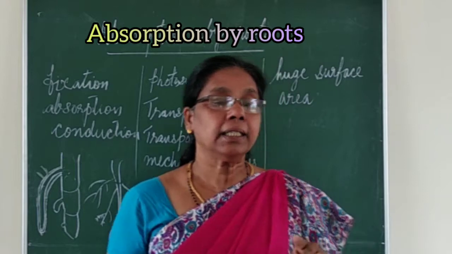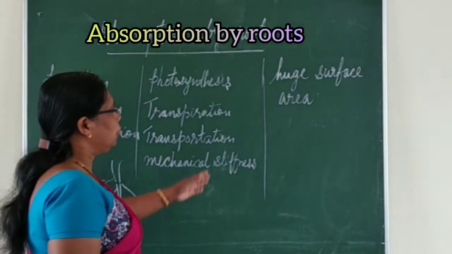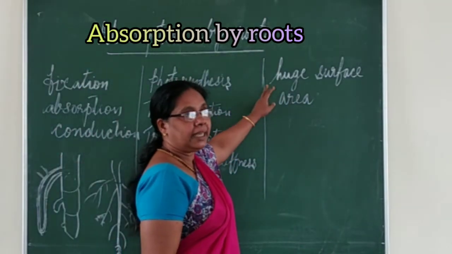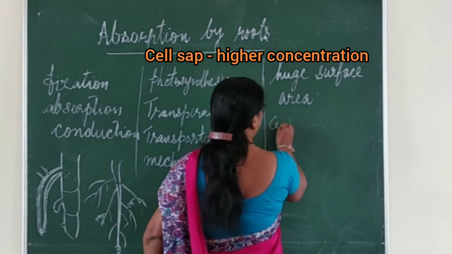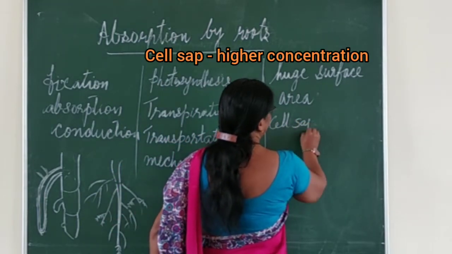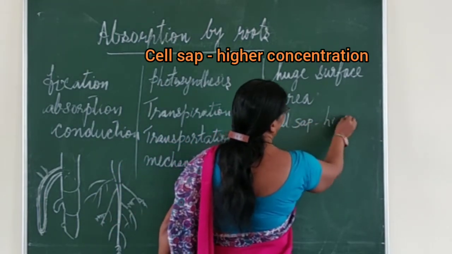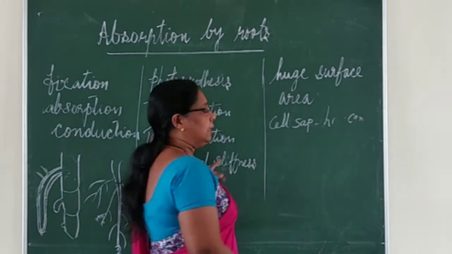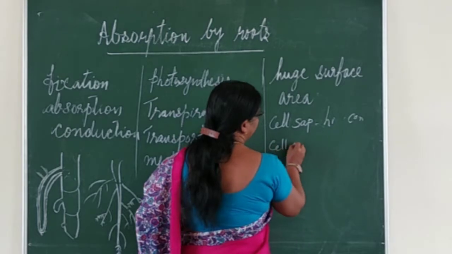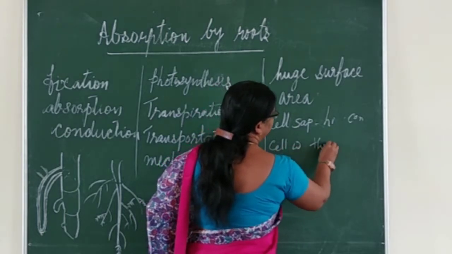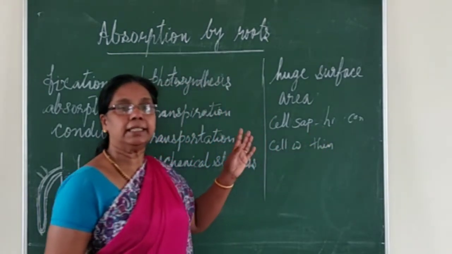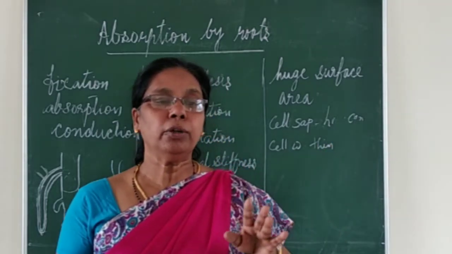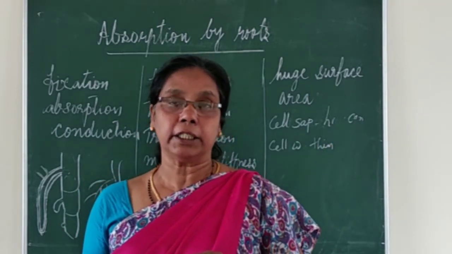So these are the characteristic features: huge surface area. Second one is cell sap containing higher concentration, and the third one is that the cell wall is thin. These are the three features which enable the root to absorb water.